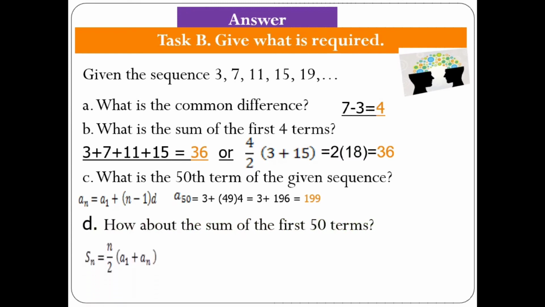And to look for the sum of the first 50 terms, we will use the formula S of n is equal to n over 2 times the quantity of the first term plus the last term. Since the first term is 3 and the last term is 199 and n is 50, we have S of 50 is equal to 50 over 2 times the quantity of 3 plus 199. That is equal to 25 times 202, which is equal to 5050. Therefore, the sum of the first 50 terms of the given sequence 3, 7, 11, 15, 19, and so on is equal to 5050.